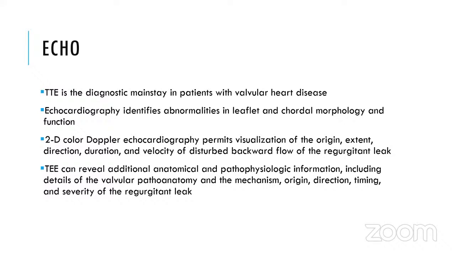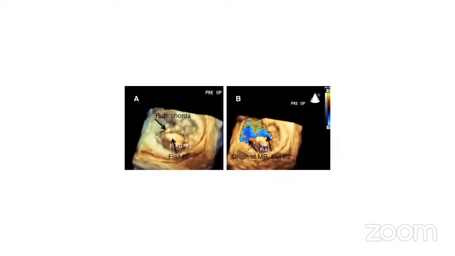Here we have a 3D reconstruction of transthoracic echo, which shows a flail P2 due to a ruptured chorda with a regurgitant jet, as you can see in the other picture.